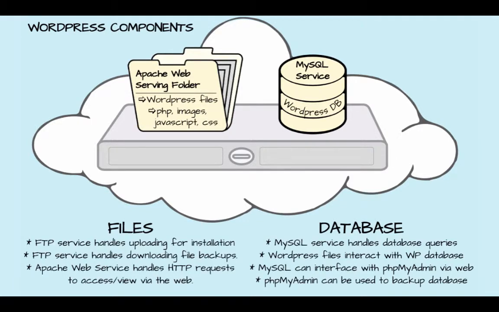So let's look at how some of these different processes are going to access files versus accessing a database. Typically, if you're dealing with something in the cloud, the FTP service or file transfer protocol service is going to handle uploading files for installation and also downloading the files for backups. If you are on your local host computer, you're not going to have to use FTP. Obviously, you would be able to just move your files within your own computer.